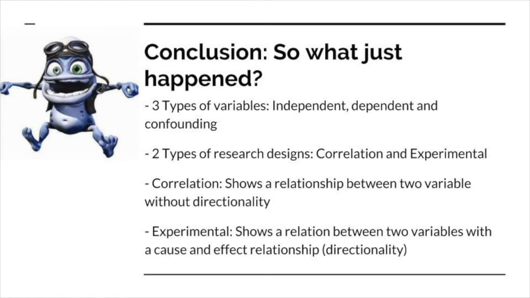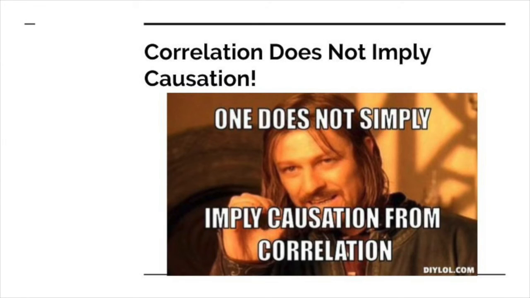Overall, research designs are important for the field of psychology to either predict a cause and effect relationship or a causal relationship. So, the main takeaways of this are correlations predict relationships without directionality. Experiments predict cause and effect relationships, and always think about possible confounding variables. And remember, correlation does not infer causation.